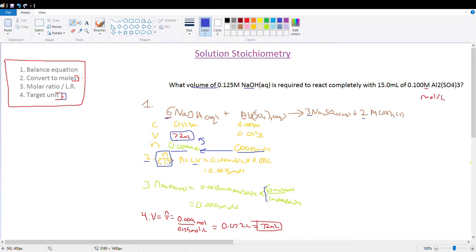We also use this formula, but instead of finding the moles, we found the volume. So we did volume equals moles divided by concentration, and we got 0.072, but that's in liters, and we were given milliliters here, so we have to convert it to milliliters. That's 72.0 milliliters, because we're given 3 significant digits in all the parts, and we have to include 3 significant digits. So that's one question. Let's go through another question real quick.